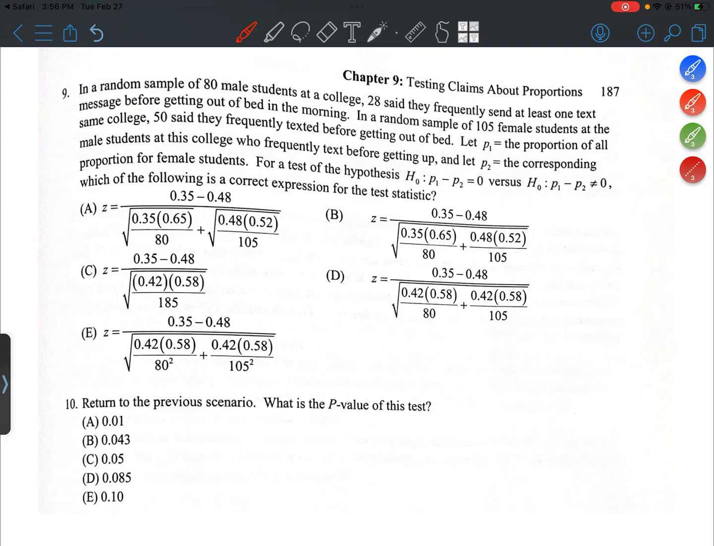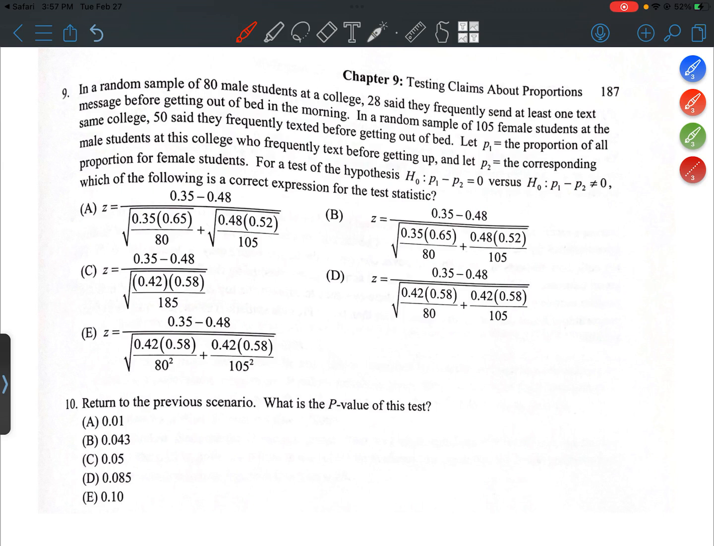Question 9. In a random sample of 80 male students at a college, 28 said they frequently send at least one text message before getting out of bed in the morning. In a random sample of 105 female students at the same college, 50 said they frequently texted before getting out of bed. Let P1 equal the proportion of all male students at this college who frequently text before getting up, and let P2 equal the corresponding proportion for female students.